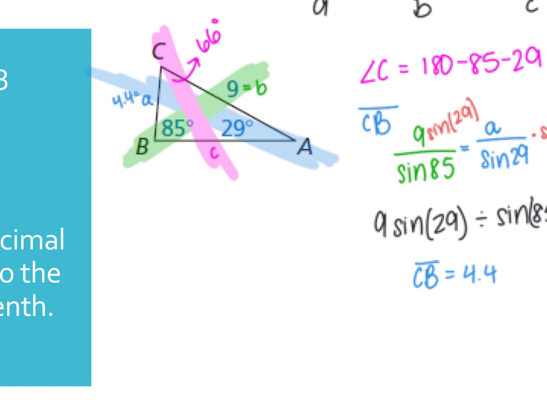All right, now I have to find my last side. I'm going to do the same thing. I'm finding a side, so I'm still going to use my b's. I'm still using 9 over sine 85. No matter if I'm finding a side or angle, should I always just put the sine on the bottom of the fraction? If you want to put it this way, that's fine. It's still going to work.